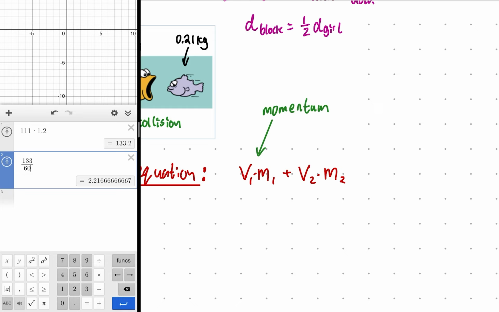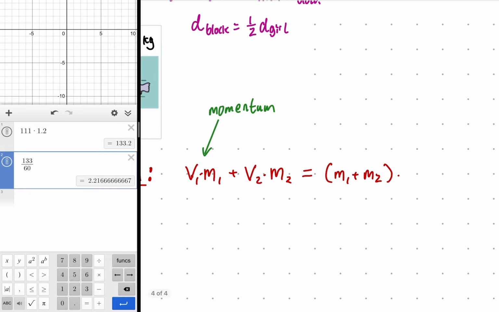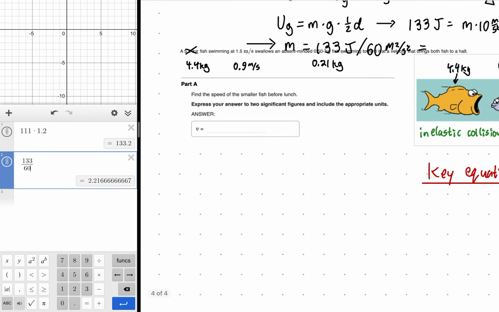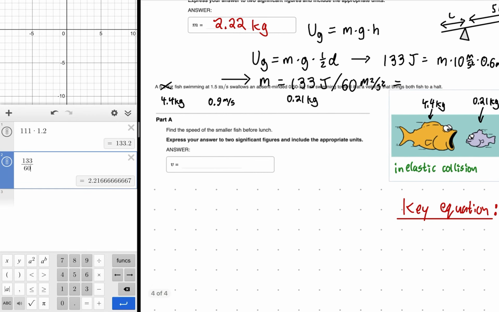Now to finish off our equation, what's on the other side? Well, it's just the total mass, so M1 plus M2, because our two objects are going to stick together, in this case the two fish, and then some final velocity. Okay? All right. So let's go ahead and take a look here.